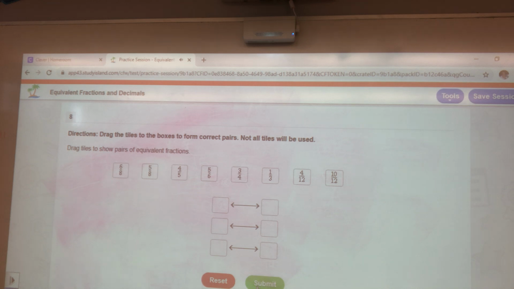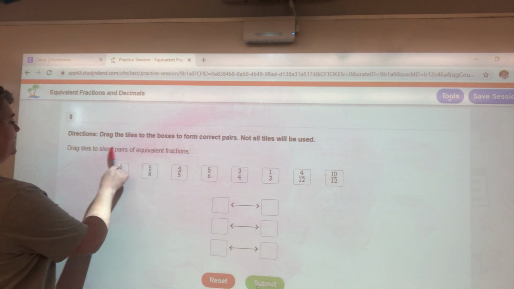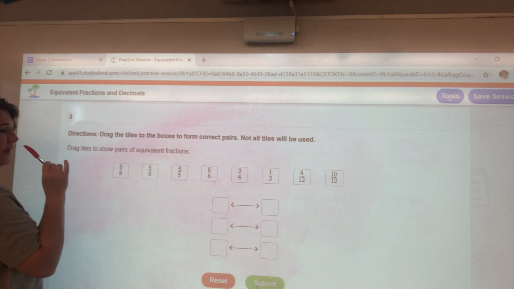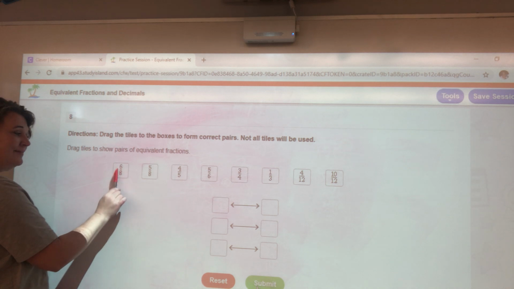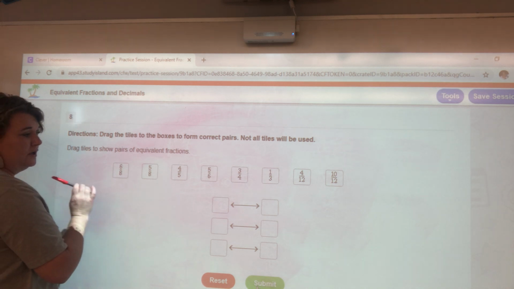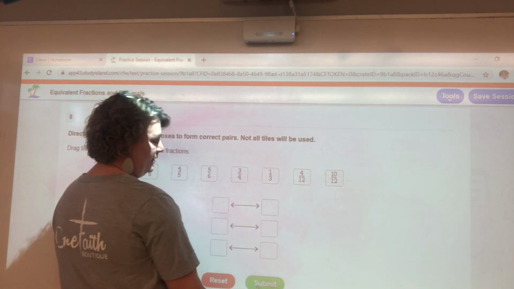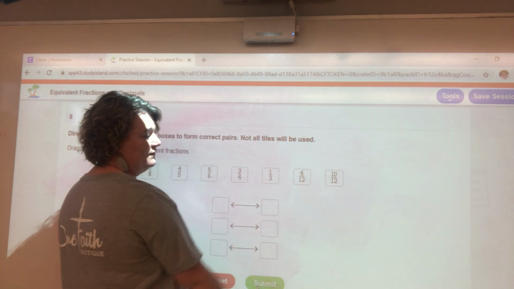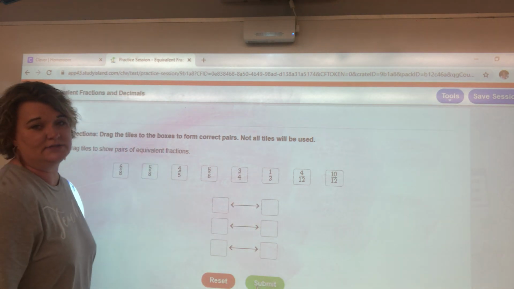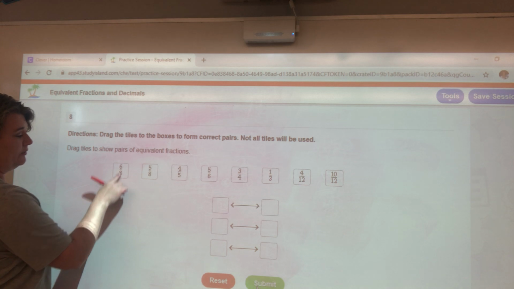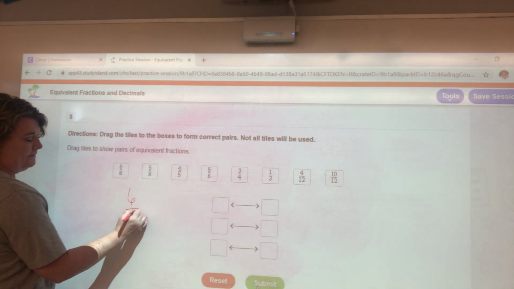Drag the tiles to the boxes to form correct pairs. Not all tiles would be used. Drag tiles to show pairs of equivalent fractions. Okay, so what they're wanting us to do is reduce. So I can tell you right now, the fact that these are both even numbers tells you right off the bat those need to be reduced. So I'm going to start right here with 6/8.